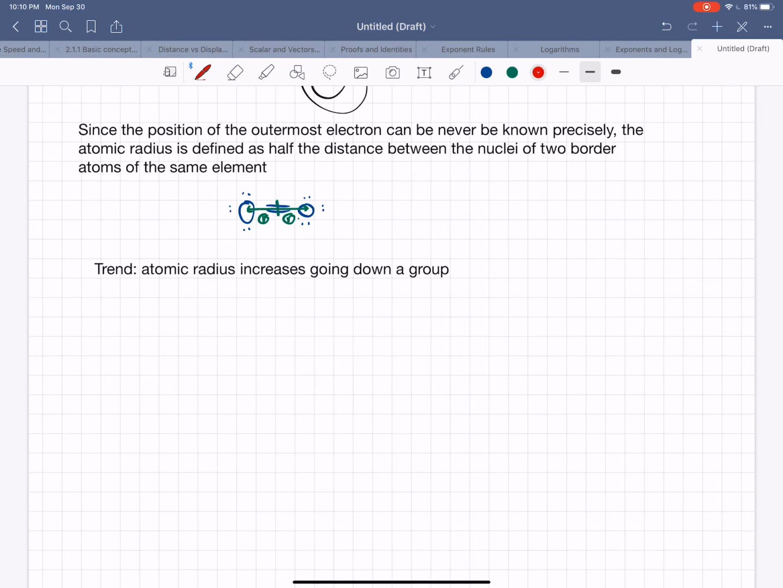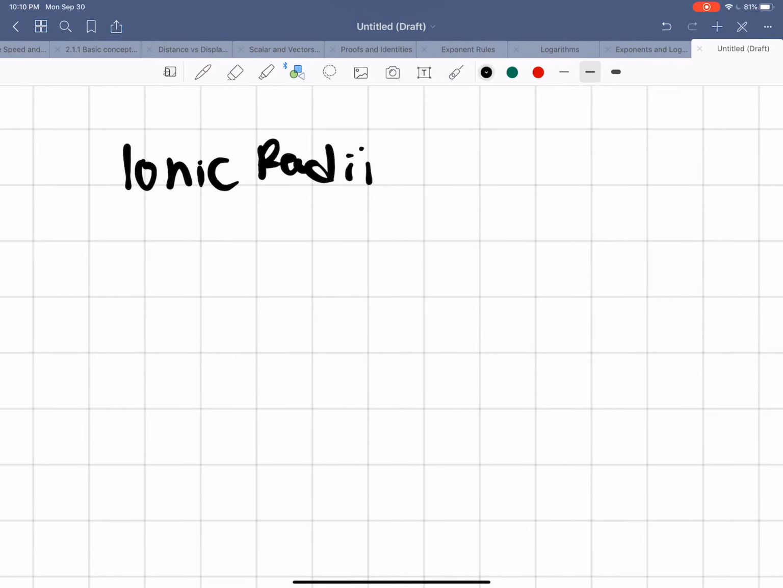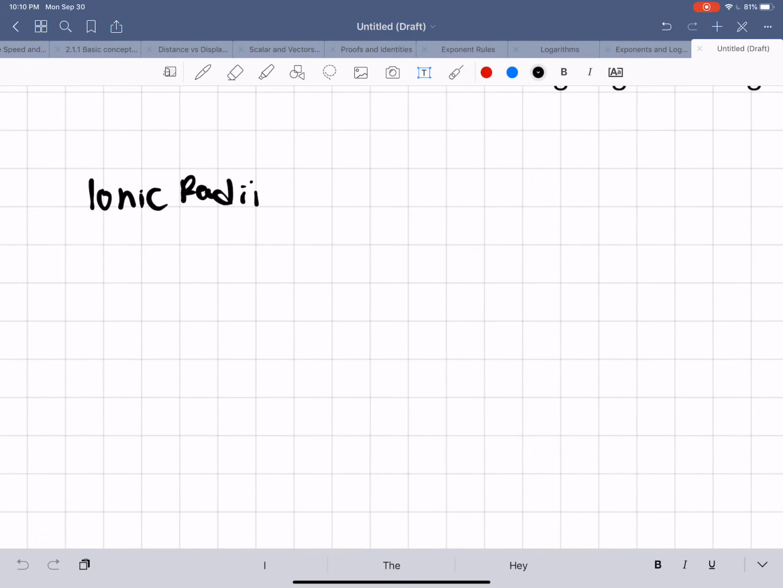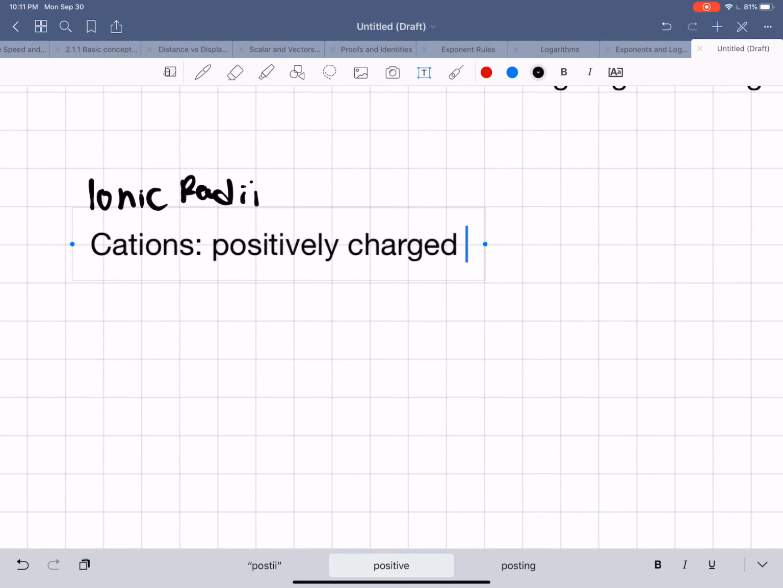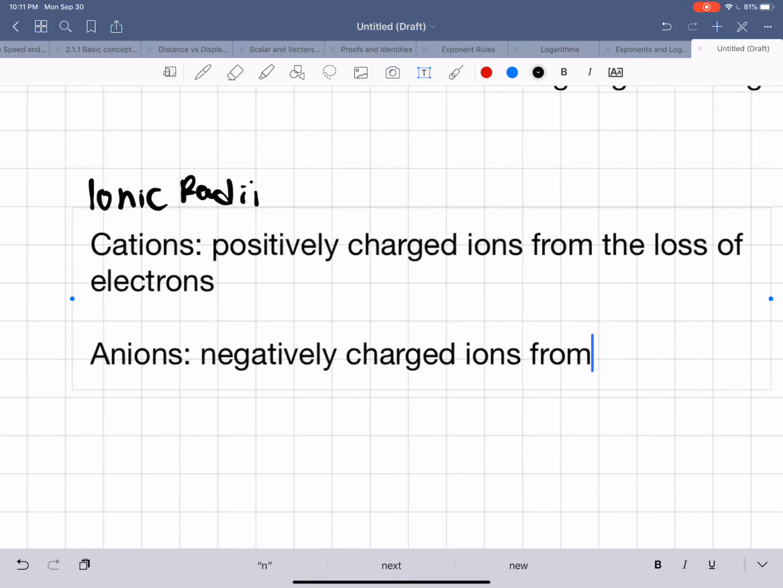Ionic radii is a similar concept. So let me show you guys. With ionic radii, you're going to want to remember 2 key terms. Cations are positively charged ions from the loss of electrons. Anions are negatively charged ions from the gain of electrons.